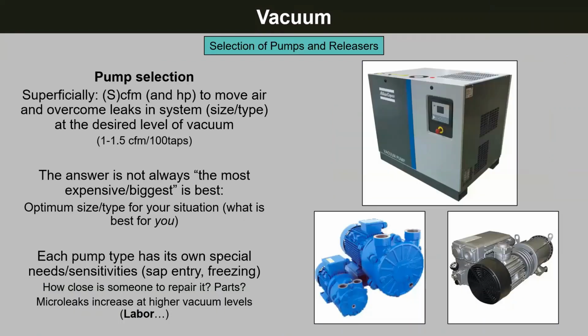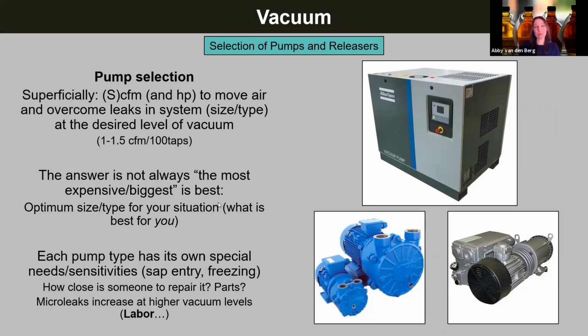And so the last thing that we want to do in terms of maximizing vacuum at the tap hole is to select the pump. Obviously, it's tempting to start from here. You want to start with the biggest pump to get the highest level of vacuum that you possibly can. So the biggest pump that money can buy. And ultimately, superficially, that is what pump selection is. You want to get enough CFM and power to be able to move air and overcome the leaks in your system, whatever size and types of system you have, at the desired level of vacuum.